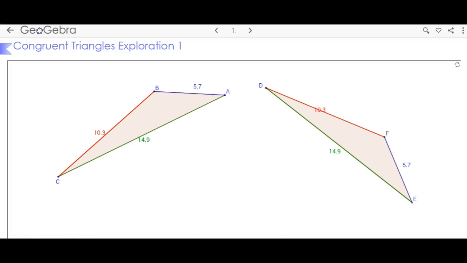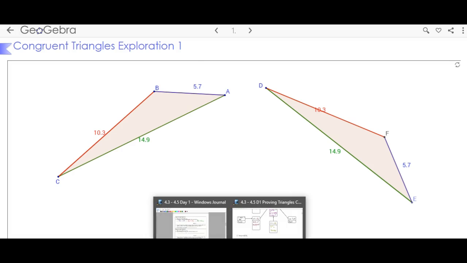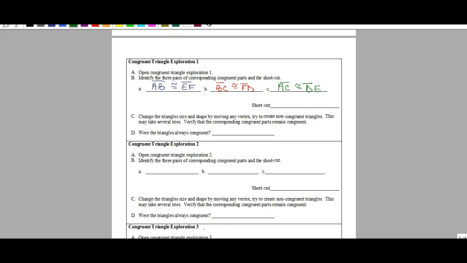So looking at my worksheet, I see that these 3 sets of sides are congruent to each other. This shortcut is a side, side, side. We tried to change these triangles in a way so that the triangles would not be congruent, but we just couldn't do it. So the triangles were always congruent.